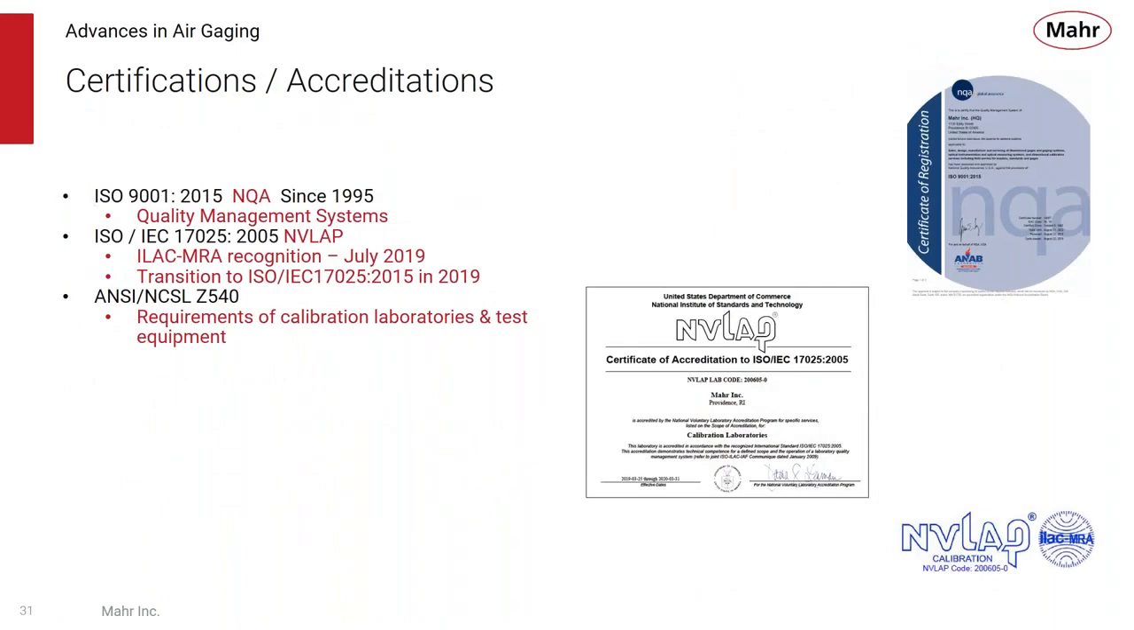And of course, the Mahr Precision Measurement Center is certified. We have our NABLab certification, ISO 9000, certified by NQA. So we have the necessary documentation to back up our measurements.